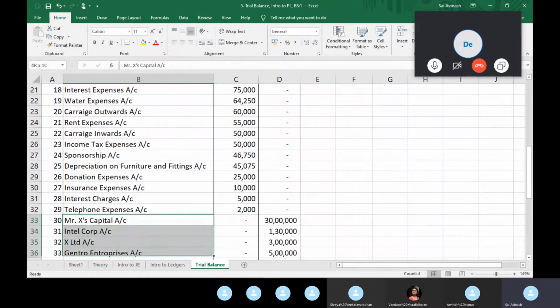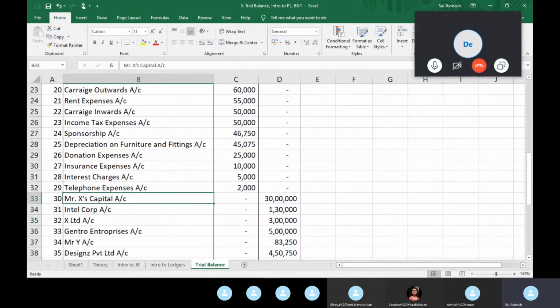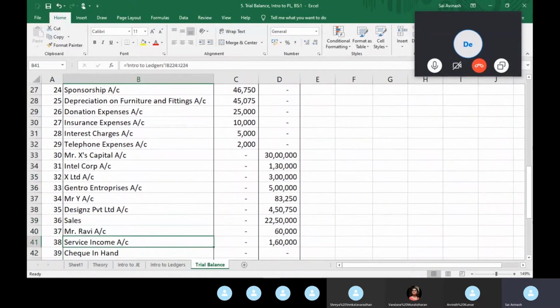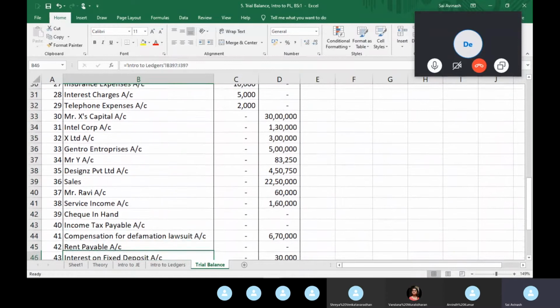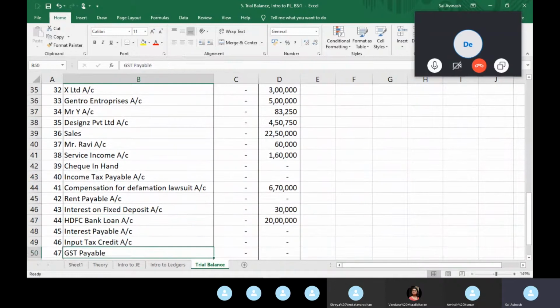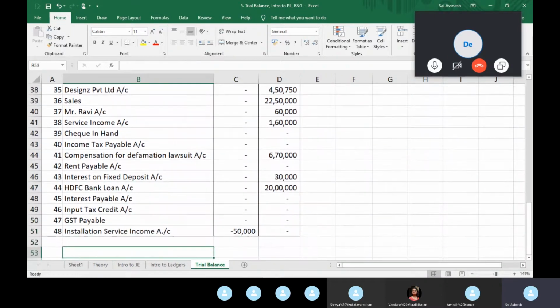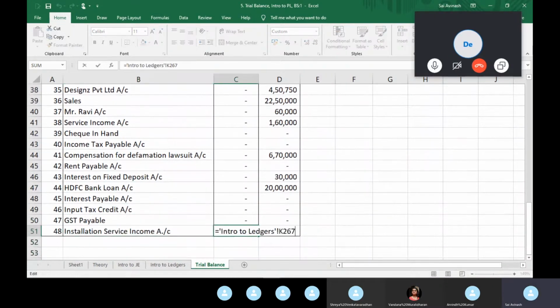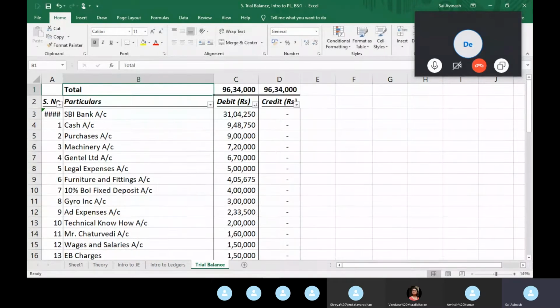And then let us take a look at the credit part there. It's either a liability or it's income. Sales is an income, service income, right? Payable, compensation that we have received, right? Interest, which is again income, a loan liability. And in this case, we have mentioned that this is minus 50,000 in this side. So that was the problem here.